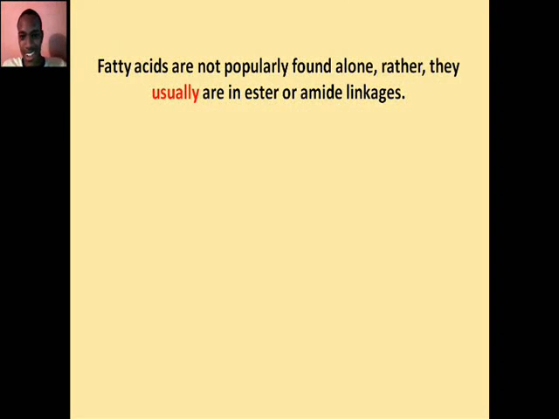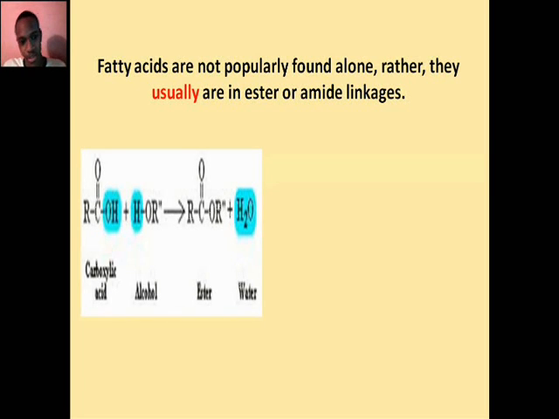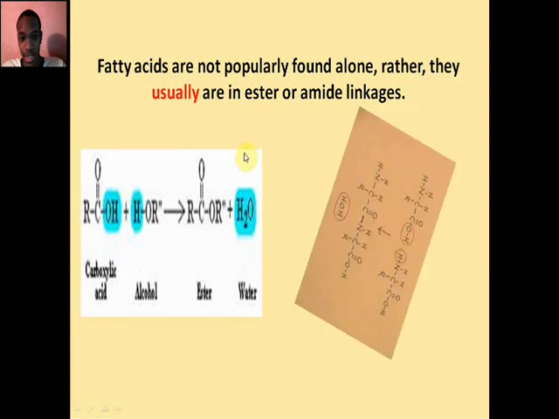Now, fatty acids are not popularly found alone. Rather, they are usually in ester or amide linkages. Now here we have an ester linkage. Anytime a carboxylic acid reacts with an alcohol in this way, an ester is formed. You see the carboxylic acid here, and the alcohol, the OH group. And this is a condensation reaction, meaning that a water molecule is given off and the ester is formed. So fatty acids are usually in ester form or in amide linkage.